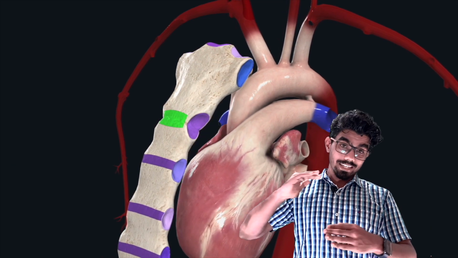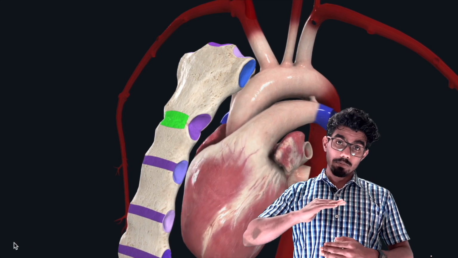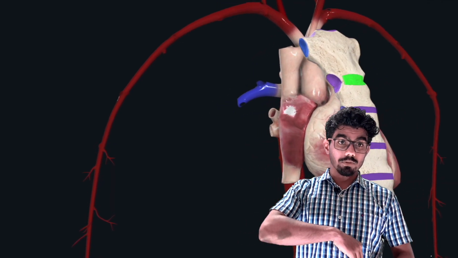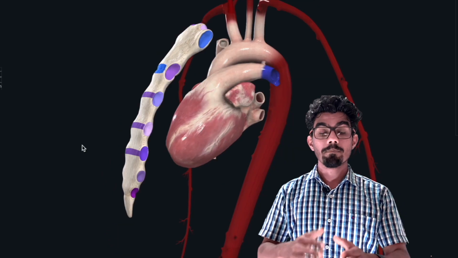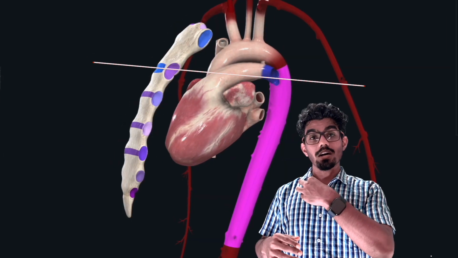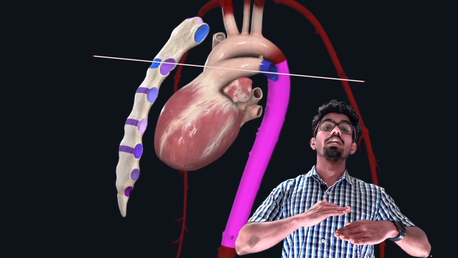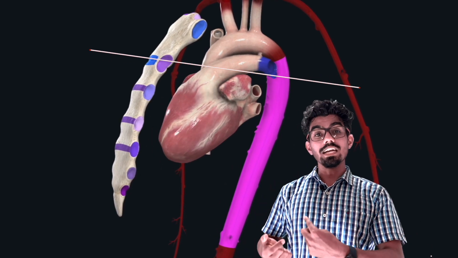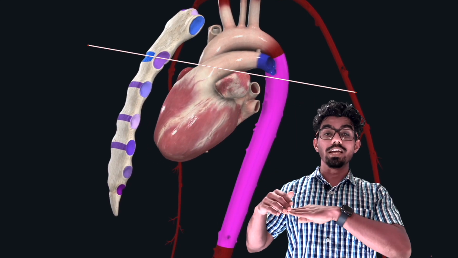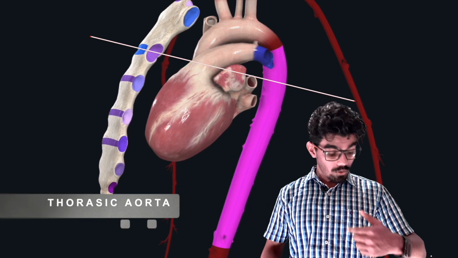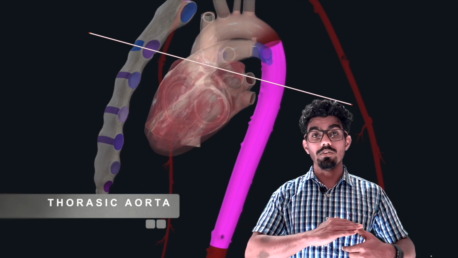Now at the same angle of Lewis, the arch of aorta straightens downward. The straightened part of the arch of aorta in the thorax region is called the thoracic aorta. So the arch of aorta is from the angle of Lewis to the angle of Lewis. It means the ascending aorta turns into the arch of aorta at the angle of Lewis, and the arch of aorta converts into the thoracic aorta at the same angle of Lewis.